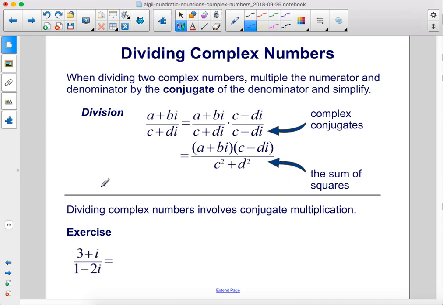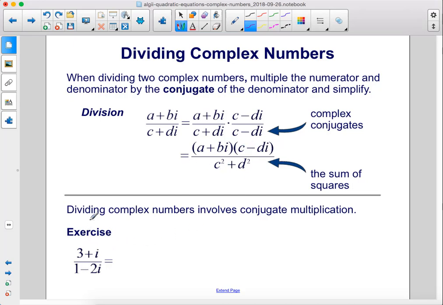When dividing two complex numbers, multiply the numerator and denominator by the conjugate of the denominator and simplify. So we have a plus bi over c plus di. We're going to multiply this by c minus di over c minus di. Then we'll get the sum of the squares here. So a plus bi times c minus di over c squared plus d squared.